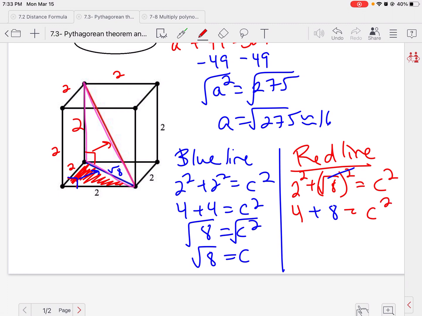So 4 plus 8 will be 12 equals c squared. We're going to square root both sides, so we get c equals the square root of 12. So the red line is the square root of 12.